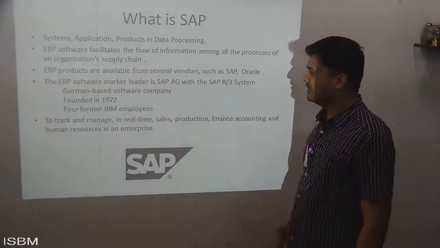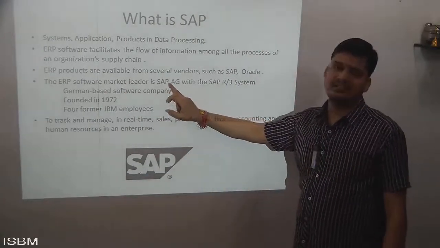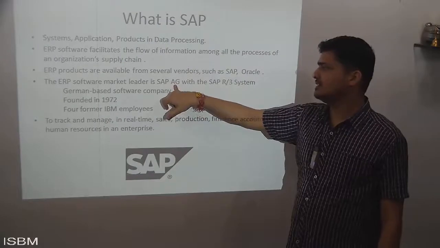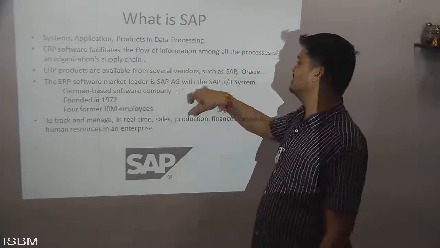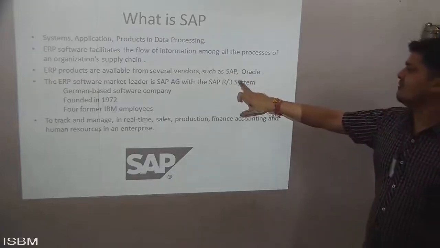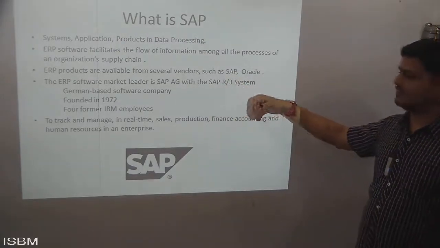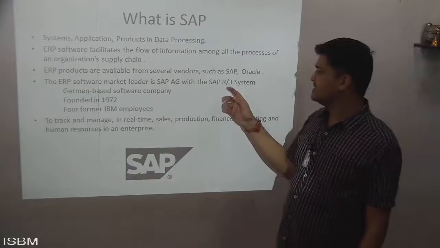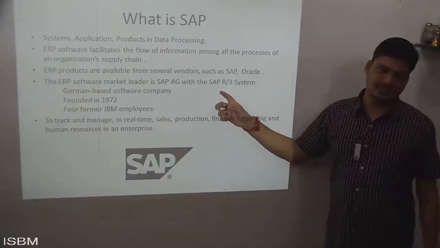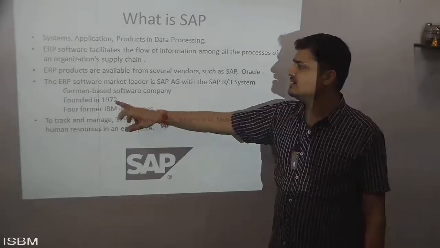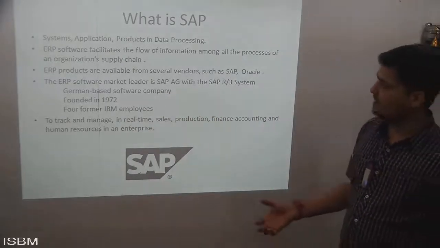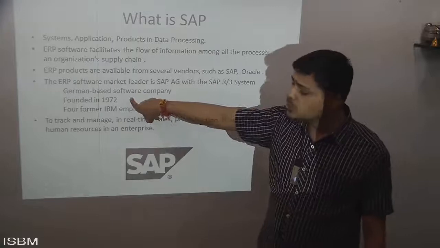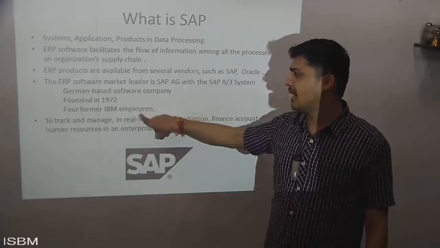The ERP software leader is SAP AG. AG is a German designation. SAP AG with the SAP R3 system. We are going to learn about the R3 system in the next slides. Basically, R stands for real time, the real time 3 system. It's a German based software company, basically built in Germany. I have told you, it was founded in 1972 by former IBM employees.